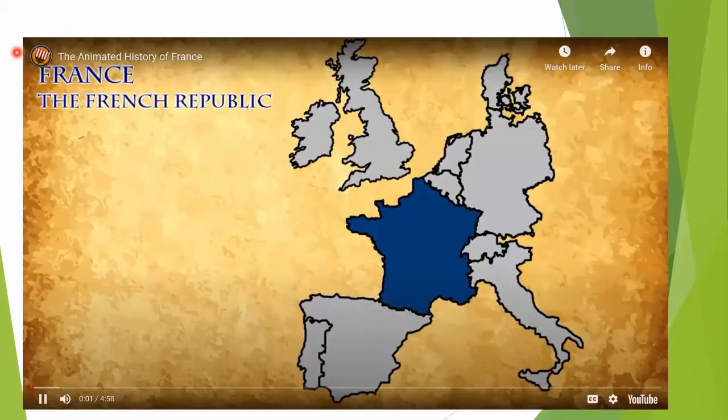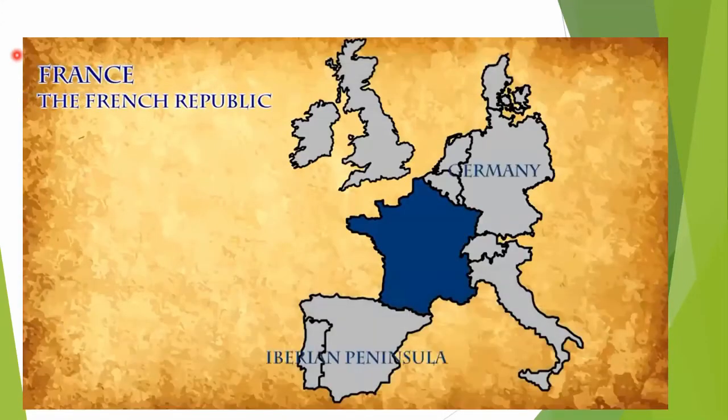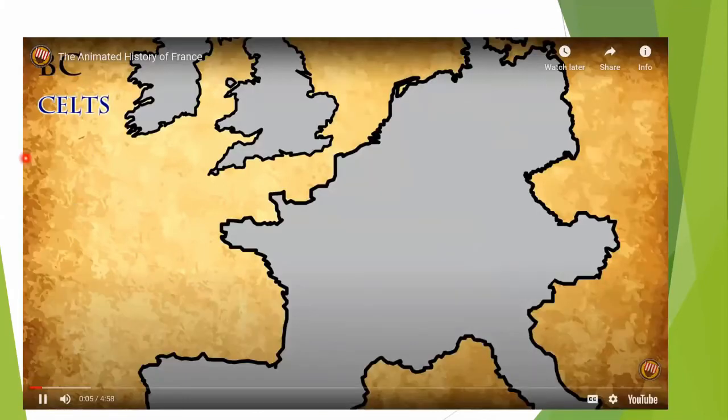France is located in Western Europe between Germany and the Iberian Peninsula. Before the turn of the first millennium, most of the region was inhabited by both.